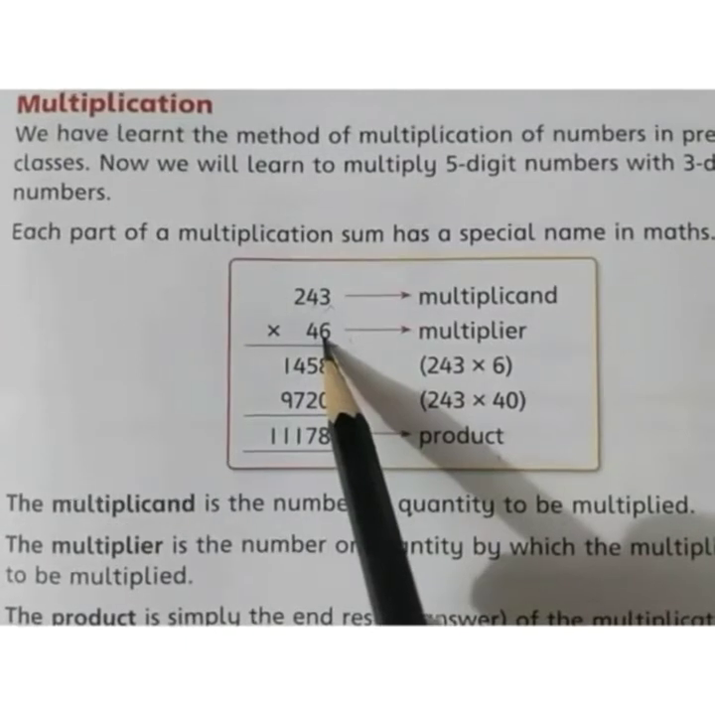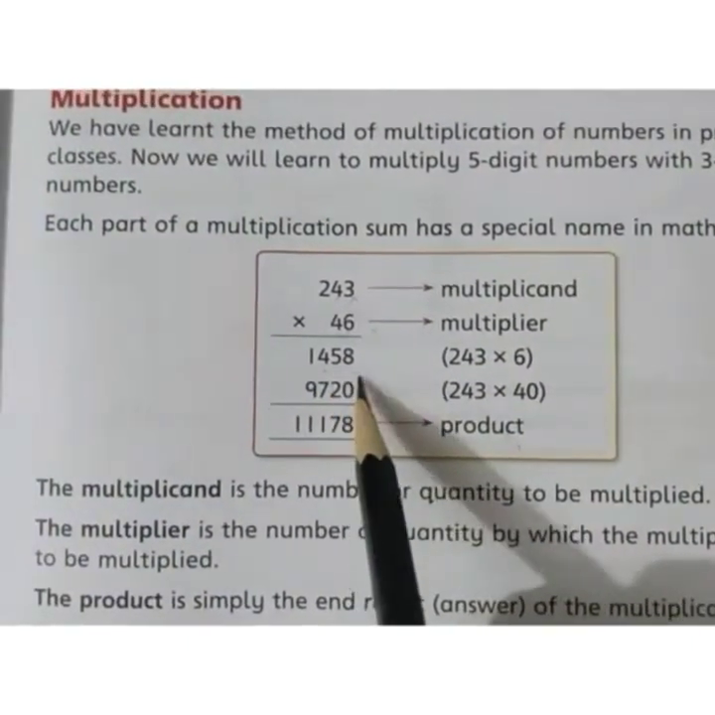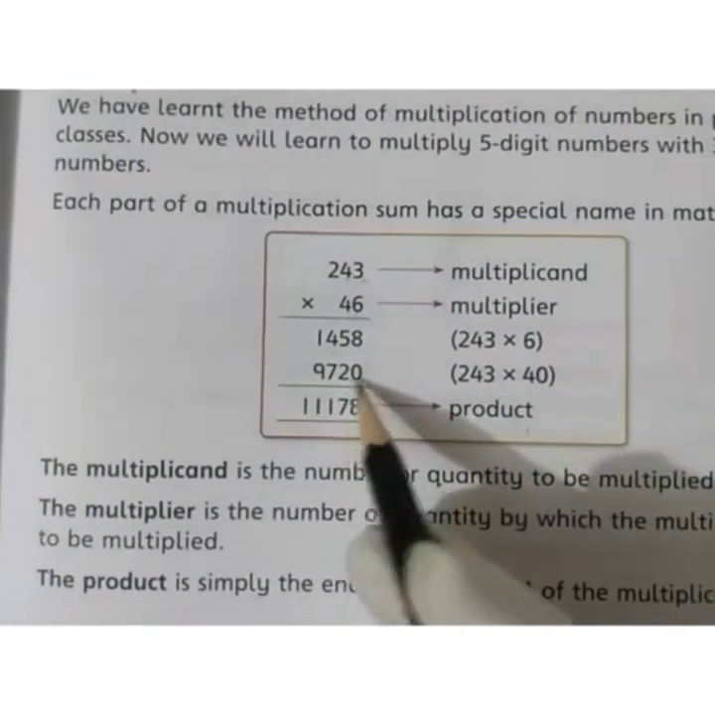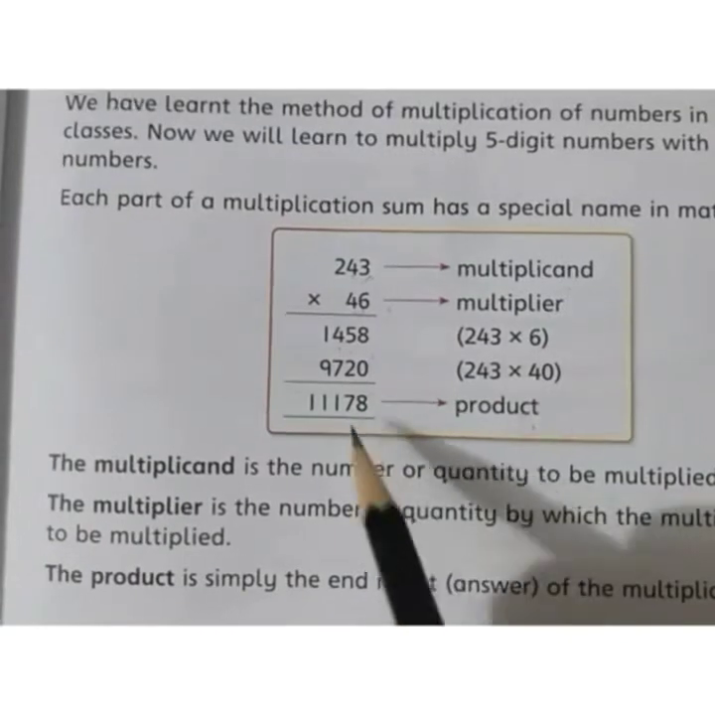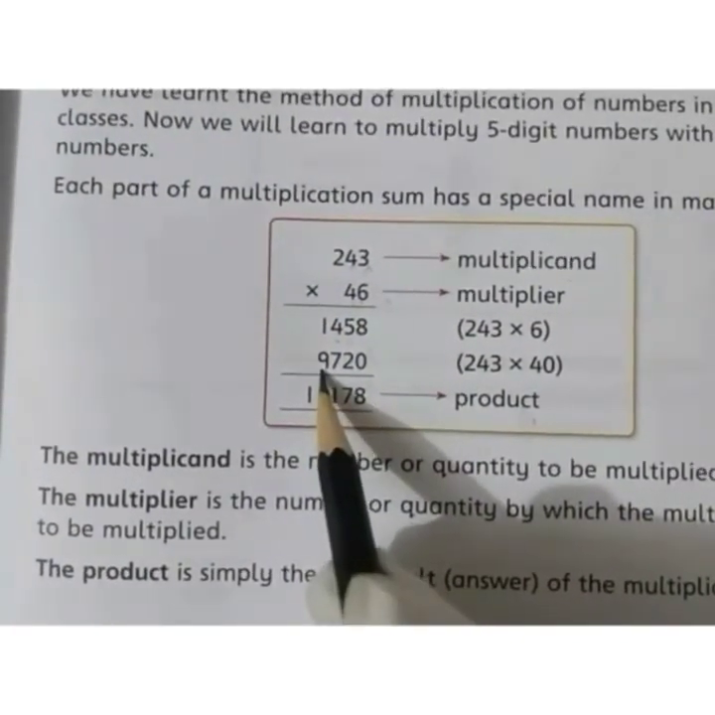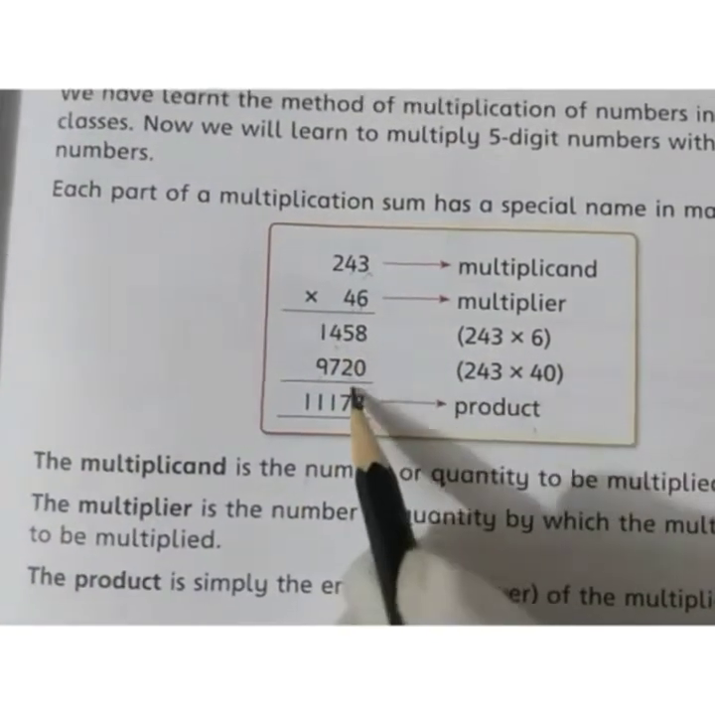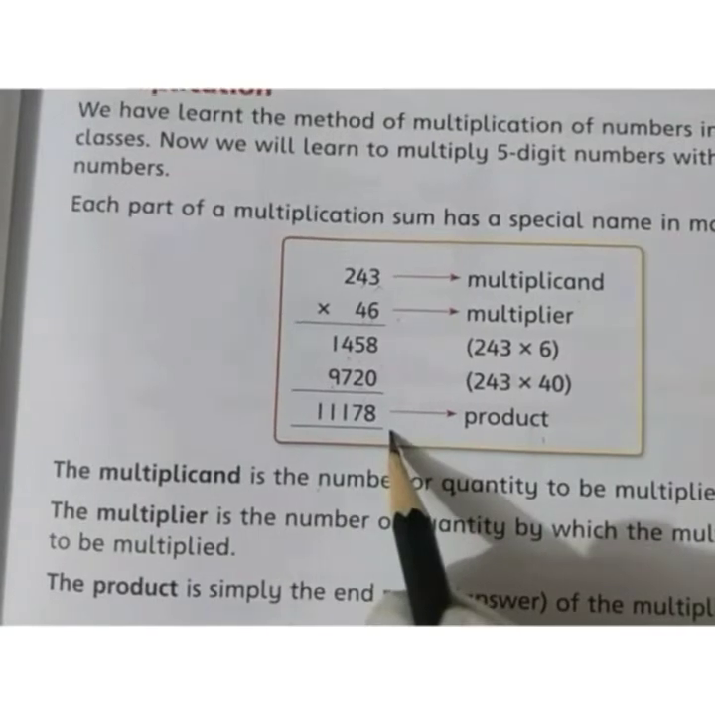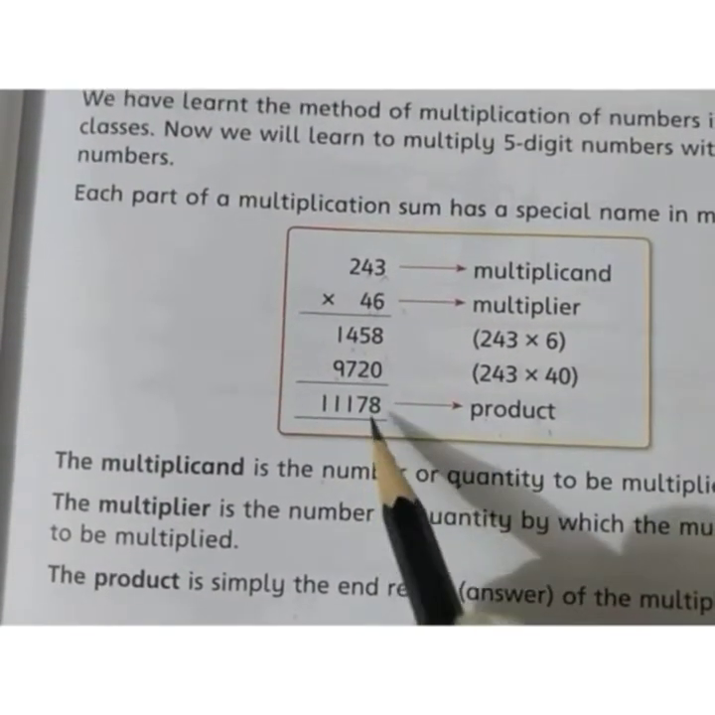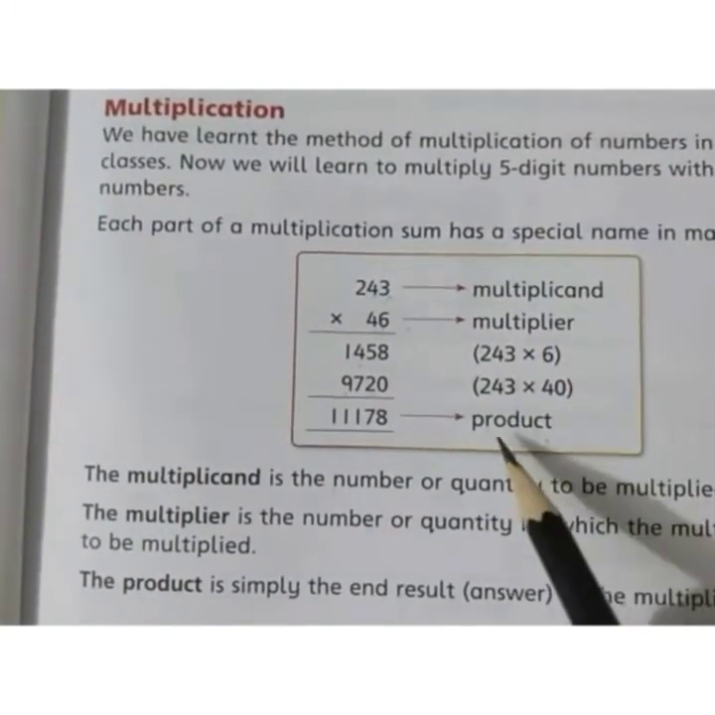First we multiply by 6. We got 1458. Then for first place, we place the 0 over there. Then multiply by 4. We got 972. And by adding these two numbers, we got the answer, which is called product. In multiplication, we have three things: multiplicand, multiplier and product.